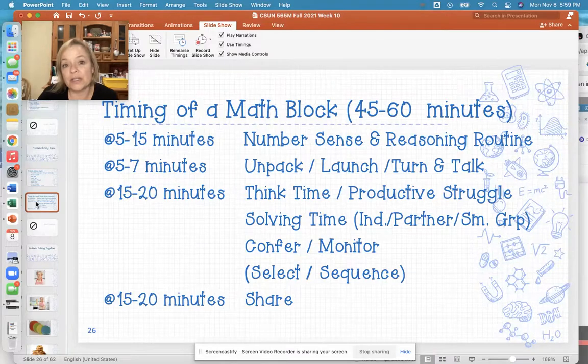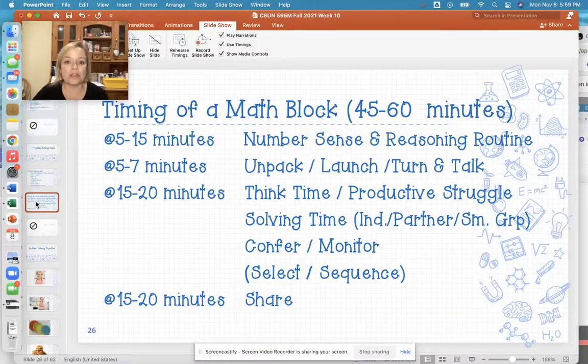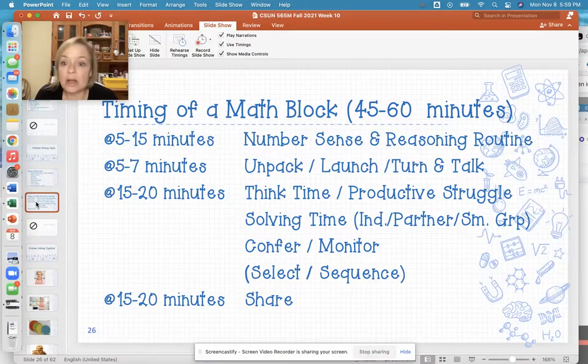Here are the components of a math block and the approximate timing. Now, of course, you may decide to put some of these at separate times during the day, and that is fine. But this is a general schedule of how much time you should be working on the math daily. So 5 to 15 minutes for a number sense and reasoning routine, 5 to 7 minutes for the launch or unpack and a turn and talk, and then 15 to 20 minutes of think time, productive struggle, solving time.